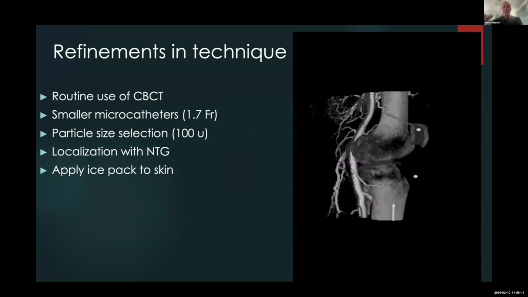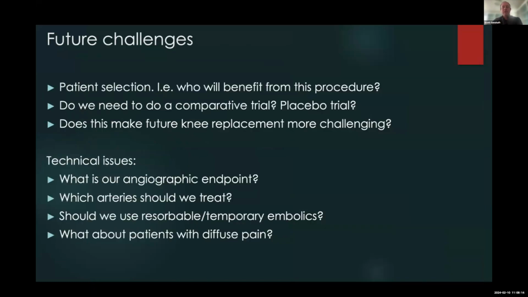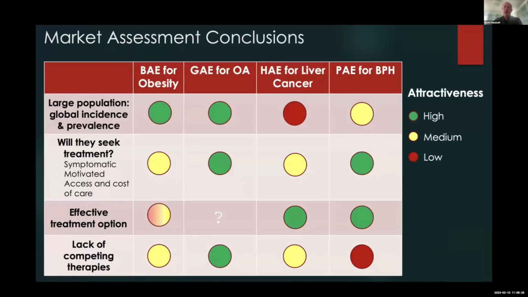We've refined the technique over time, with all these things we've mentioned. We still have a lot of challenges in this space. In order to be widely accepted, we're definitely going to need randomized controlled trials. We're in the process of our own randomized controlled trial. But the reason for pursuing this space is that GAE, if you look at the impact we can have on people, is a great area to be in because it's a ubiquitous process.